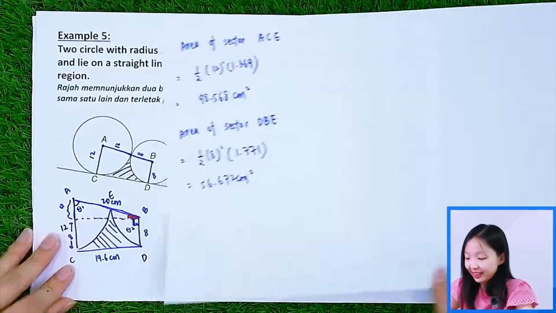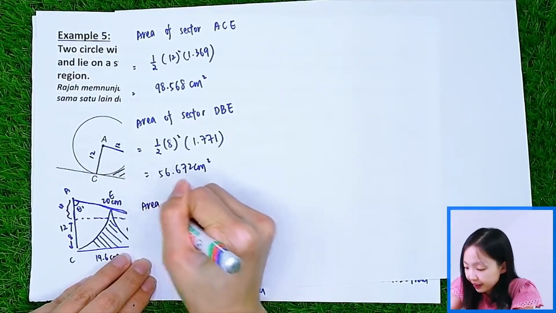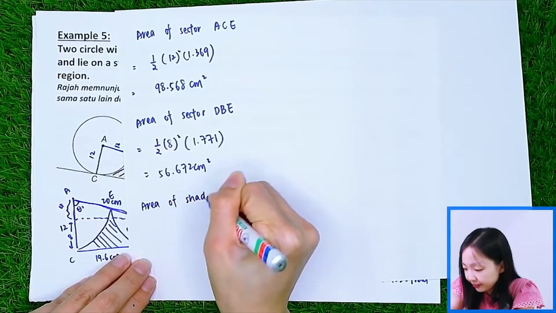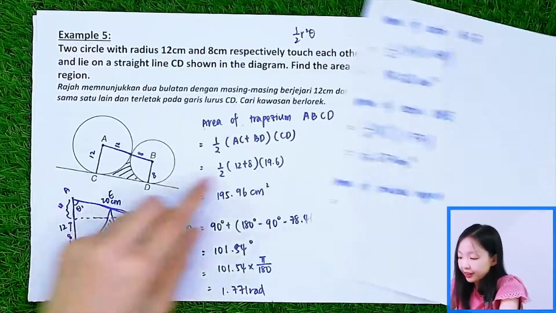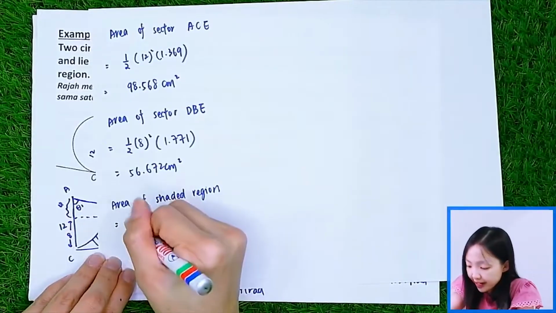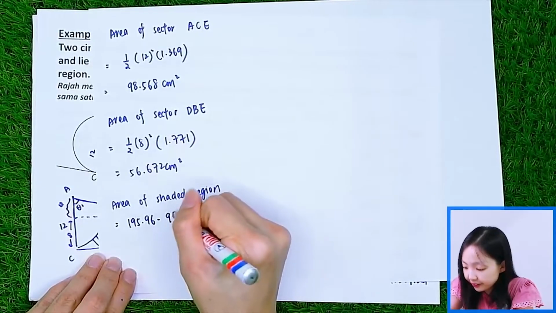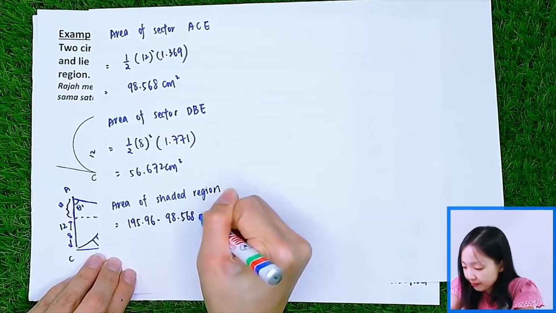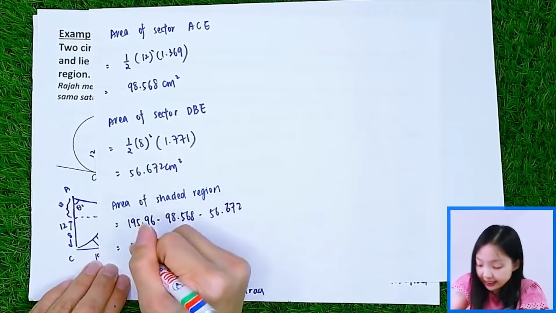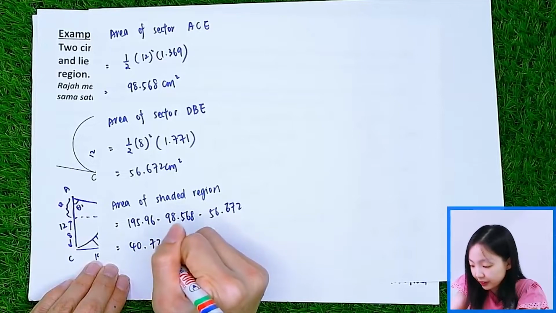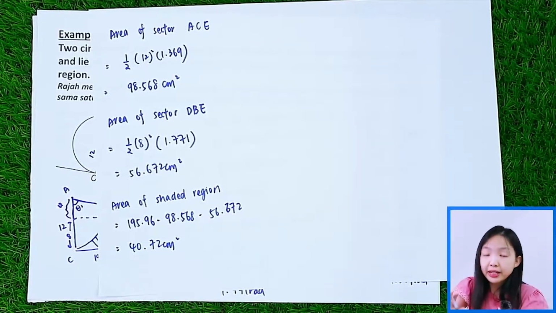Yes, you can. The area of the shaded region is equal to the area of the whole trapezium, 195.96, minus the area of the first sector, minus the area of the second sector. Then you will get your final answer, 40.72 cm squared.